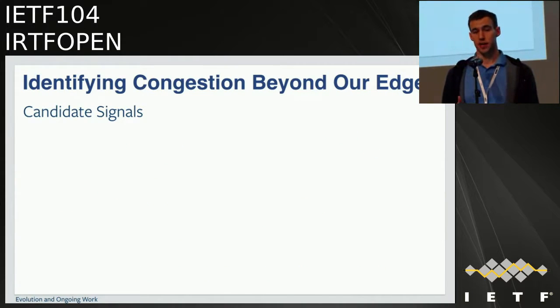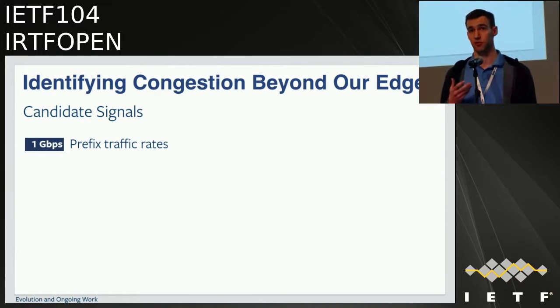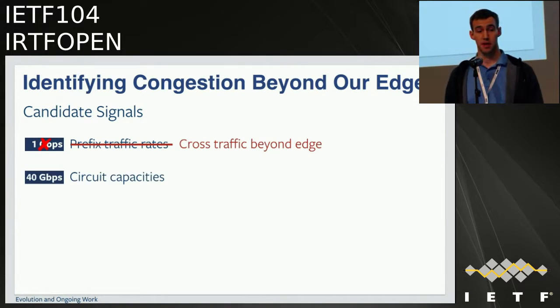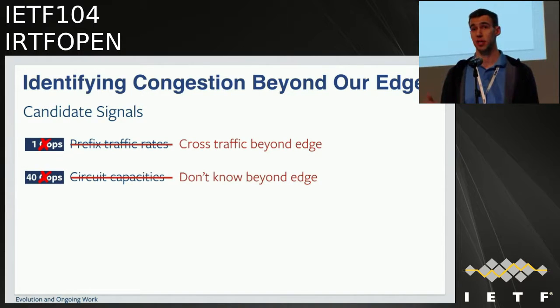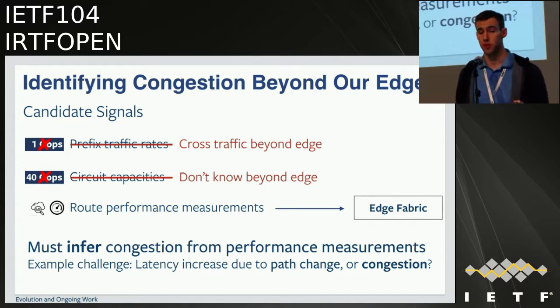So what can we do to identify congestion beyond the edge of our network? Well, we've looked at a few different signals before. We were looking, for instance, at prefix traffic rates, so I could figure out how much of Facebook's traffic is going to go on the circuit. Again, that doesn't work here because cross-traffic beyond our edge from other content providers is being mixed in, and we don't know how much traffic they have. Circuit capacities, oftentimes you aren't going to know downstream. How much capacity does my transit have with the end user network? I have no idea. And what that means is you have to instead use route performance measurements.